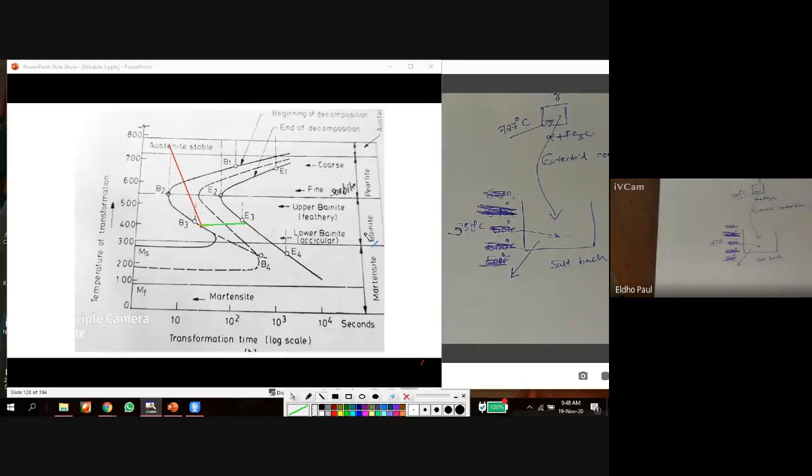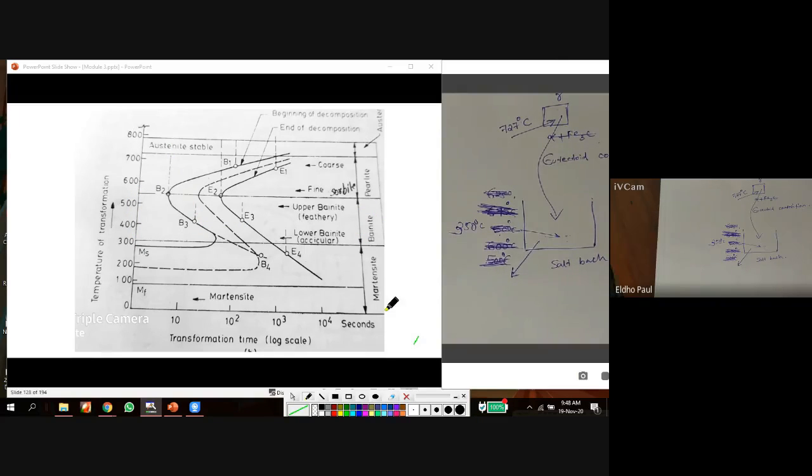So the resulting microstructure is called bainite. I will explain what bainite is. So in this range, when we cool the austenite into the range of 550 to 350, whichever temperature we cool to, we get bainite microstructure.